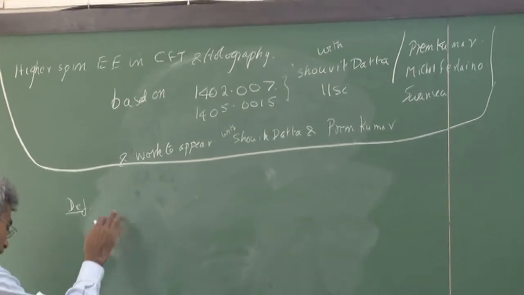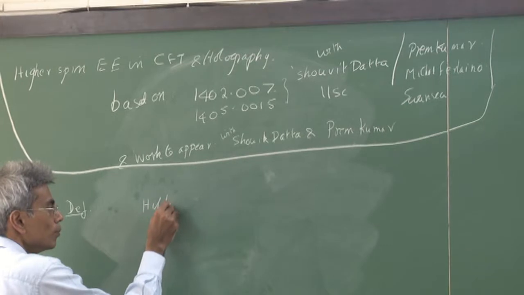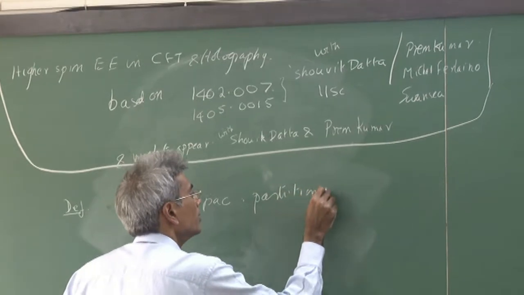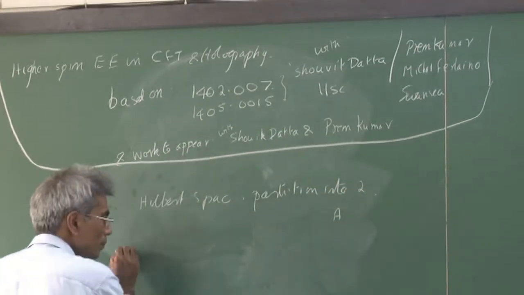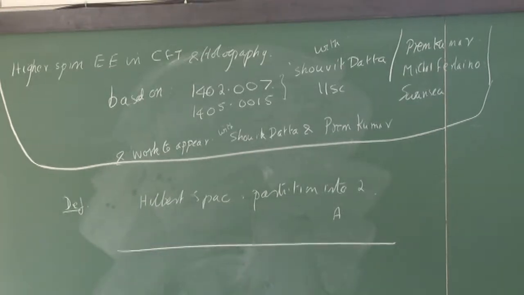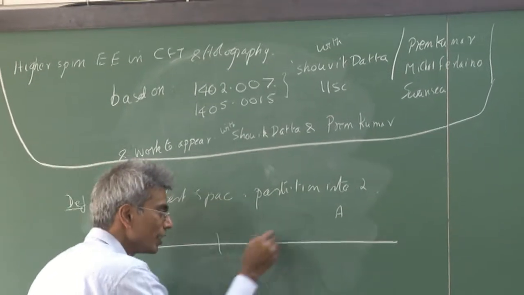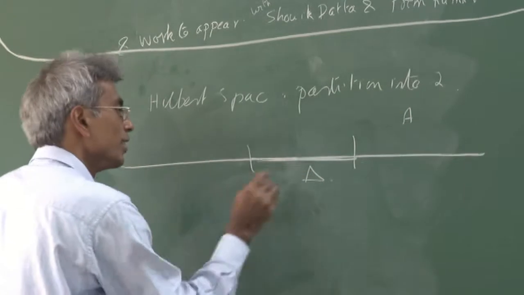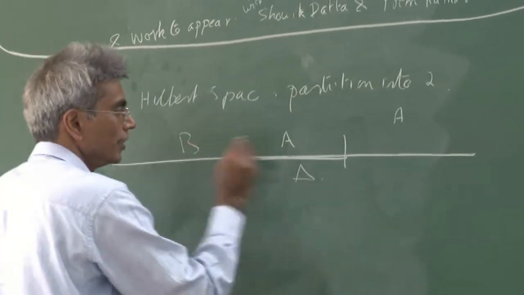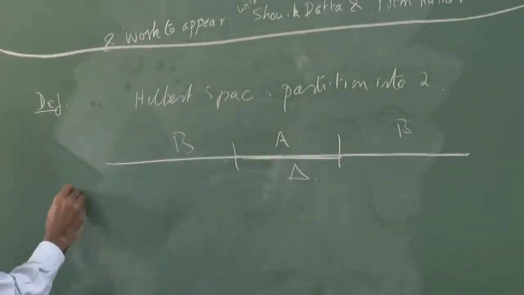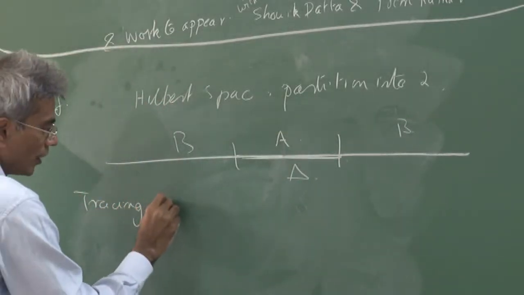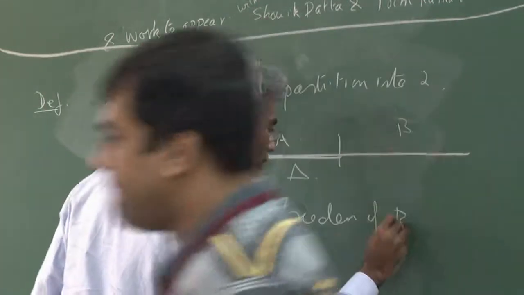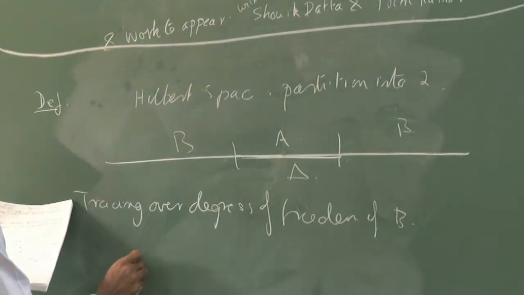Let's go through the definition. Consider the Hilbert space and partition it into two, A and B. For our purpose, instead of all those surfaces which were drawn before, just think of a real line, because we will be mostly in the 1+1 context. There is an interval of length delta. This is our region A, and the rest is the region B, and we are tracing over degrees of freedom of B. So we construct the reduced density matrix rho A.